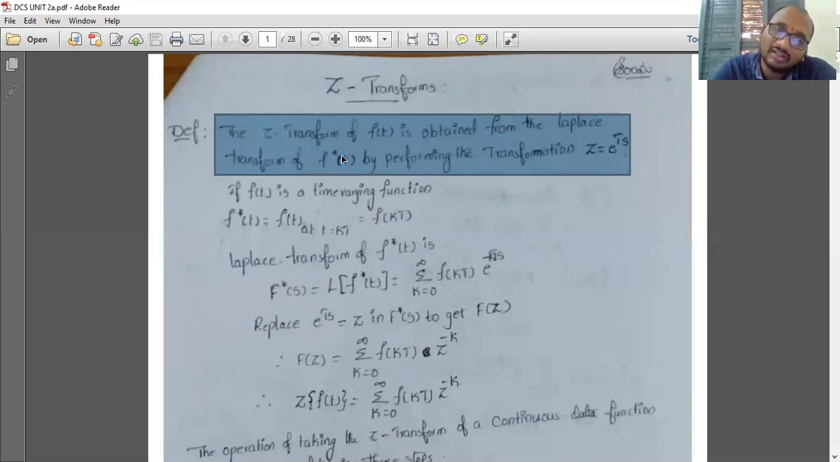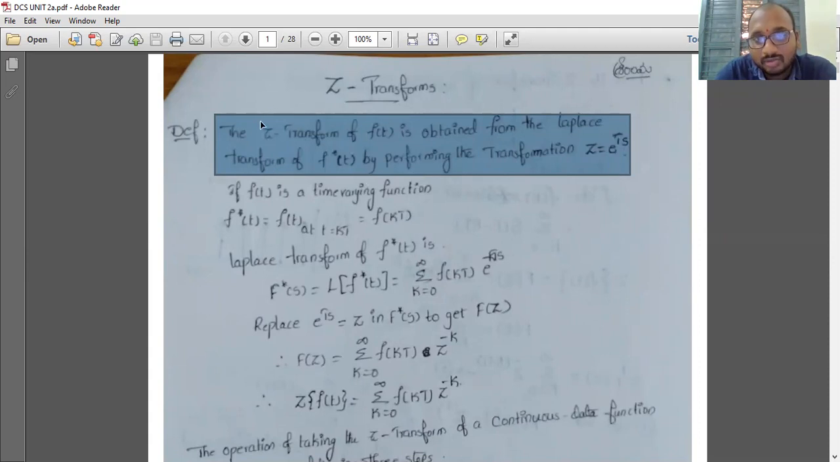For the equivalent signal of f of t, that is f star t, you find the Laplace transform, and next you have to substitute e power ts as z, that is called the transformation. By performing the transformation z is equal to e power ts in the Laplace transform of f star t, you get the z transform of f of t.